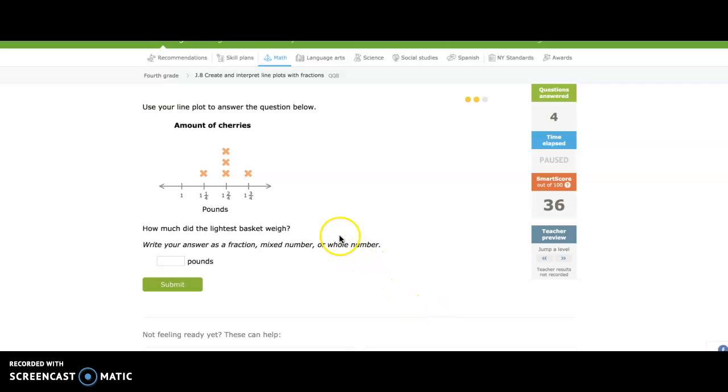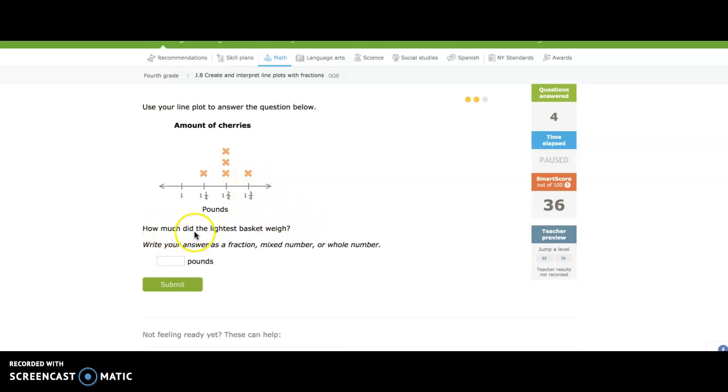So when I'm looking at this line plot here, I see that one basket of cherries weighed 1 1/4 pounds. 1, 2, 3 baskets, so 3 different baskets of cherries weighed 1 2/4 pounds. So this basket weighed 1 2/4 pounds, this basket weighed 1 2/4 pounds, and this basket weighed 1 2/4 pounds. And then this basket of cherries, there's only one of them, weighed 1 3/4 pounds.